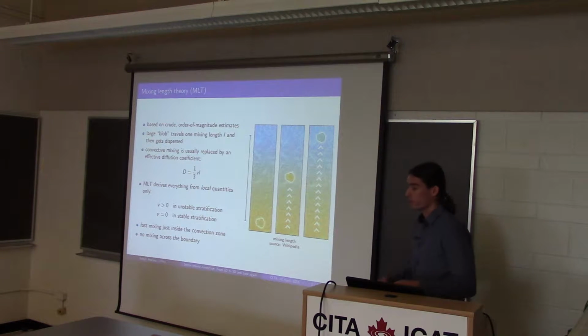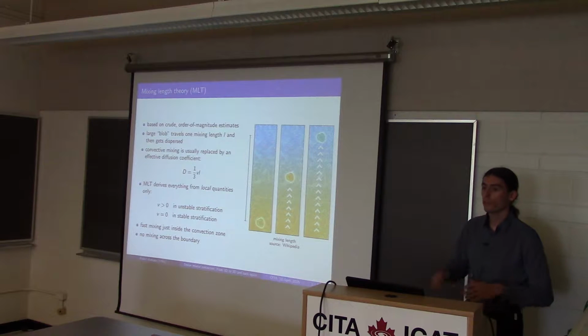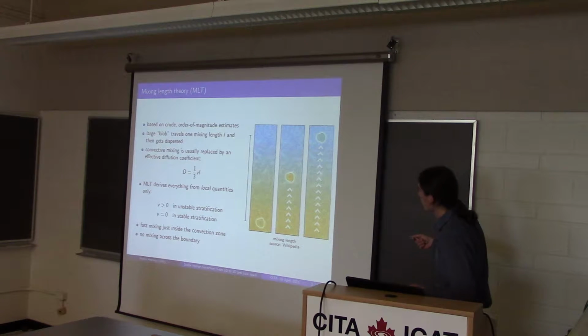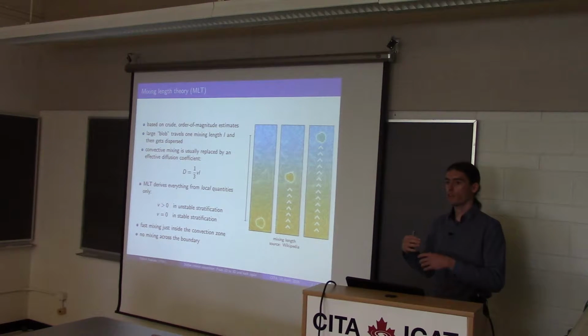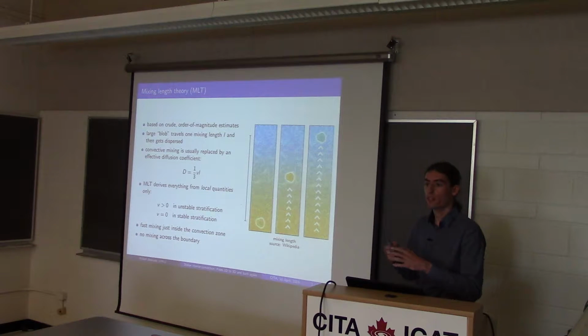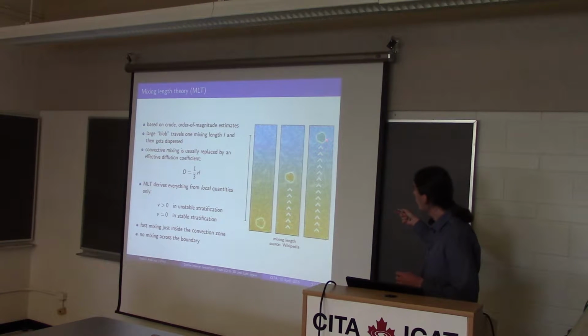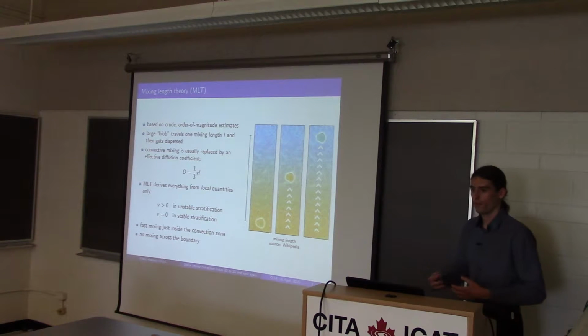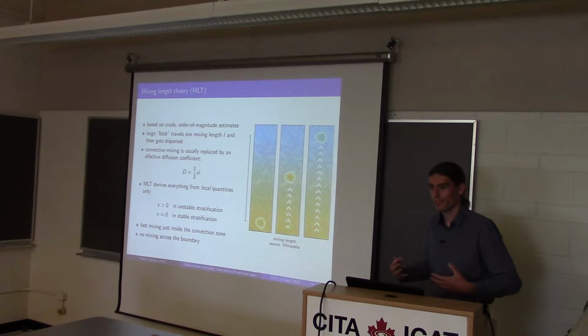The problem with the MLT is that it is a local theory. So if we go to one point, take the stratification from the stellar model, based on the quantities at this point, it will tell you the convective speed and thermal flux and everything. But we know that, for example, this point is influenced by blobs which started here. Convection is non-local, so this theory cannot provide the correct answer.